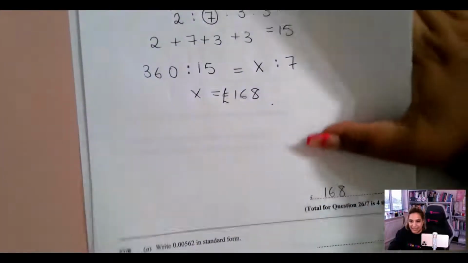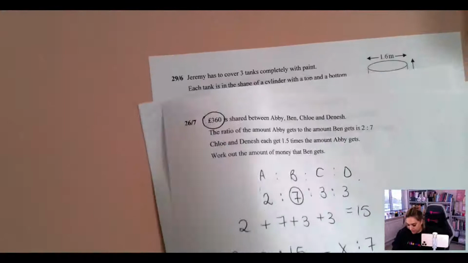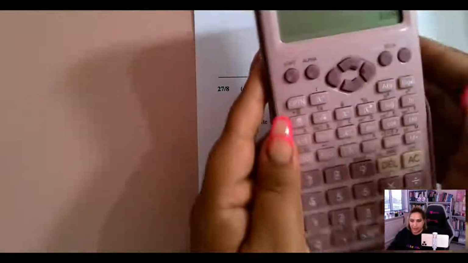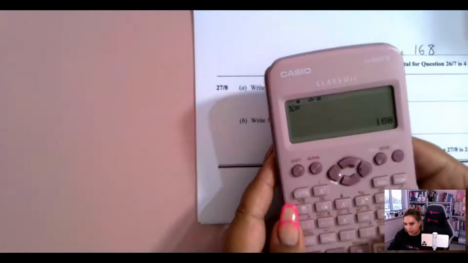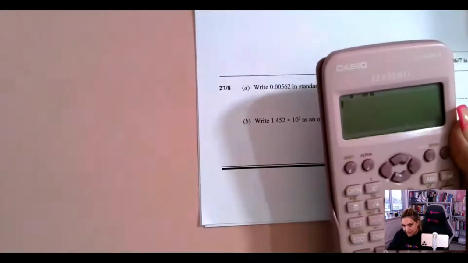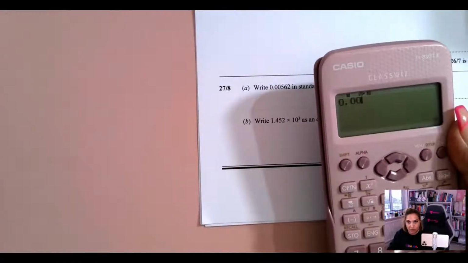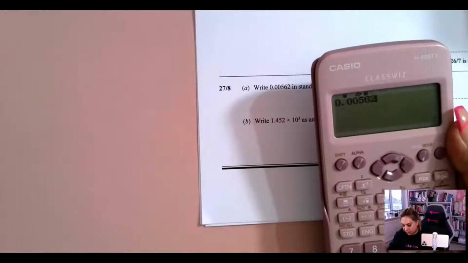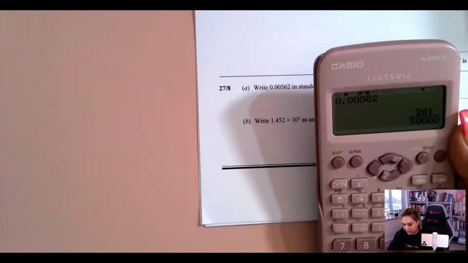Okay, so again, for a calculator paper, the next couple of questions are gift questions because your calculator will just do it for you. So if you have a look here, you're writing things in standard form, right? All you're going to do is type it in. So let's get rid of this by going to menu 1. We're going to type in the number they've given us, 0.00562, and you hit the equal sign, right?